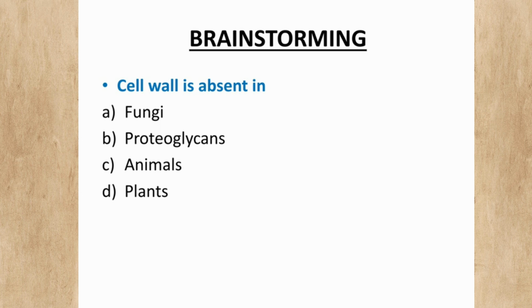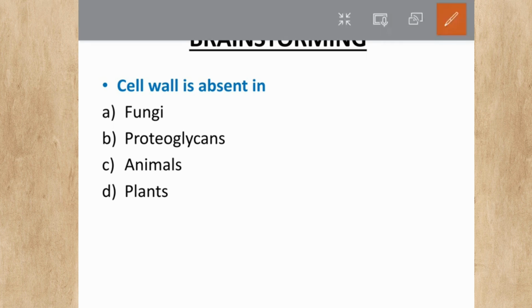Okay, cell wall is absent in fungi, proteoglycans, animals, and plants. If you would have listened the lecture properly, you would be surely knowing the answer. These are very basic questions. So the right answer is animals. Let's move on to our next question.